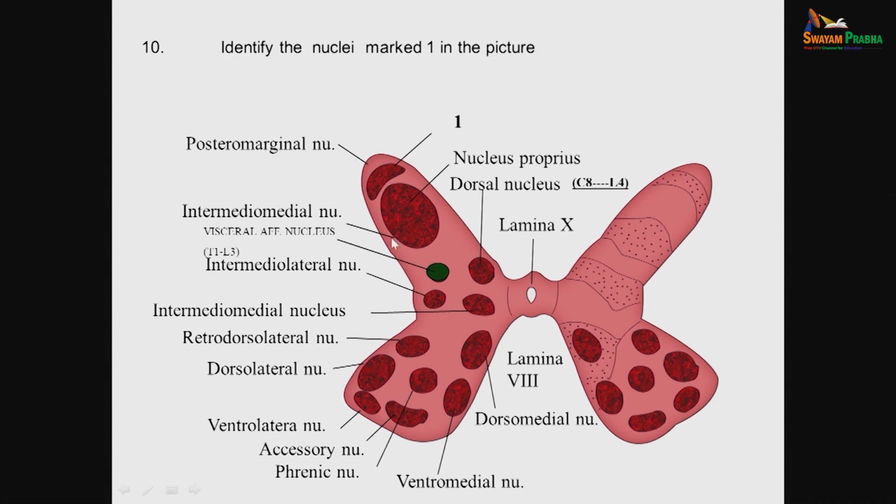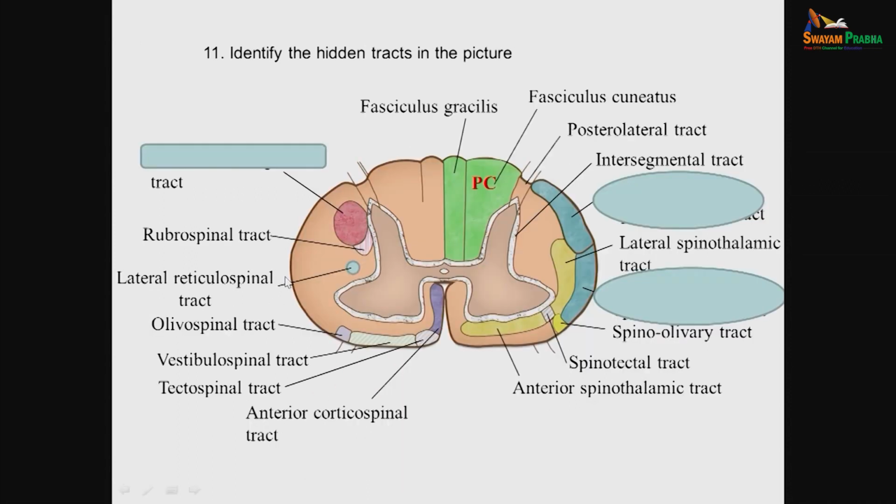In this picture, please identify the nuclei marked 1. We have talked about various nuclei in the posterior gray horn, intermediate region and anterior gray horn. So what is this 1? 1 is the substantia gelatinosa. The last question is to identify the hidden tracts in the picture.